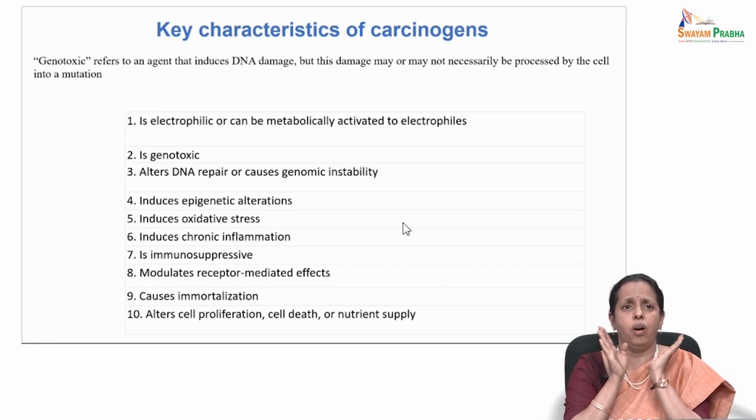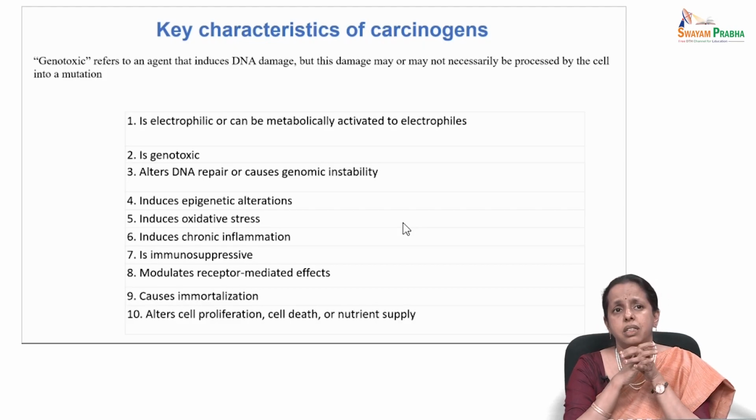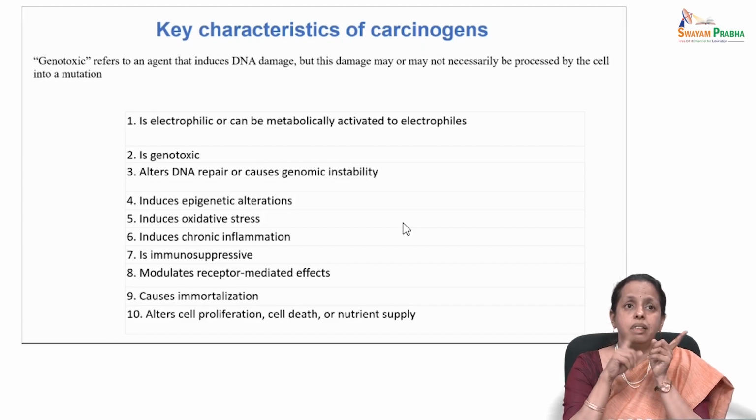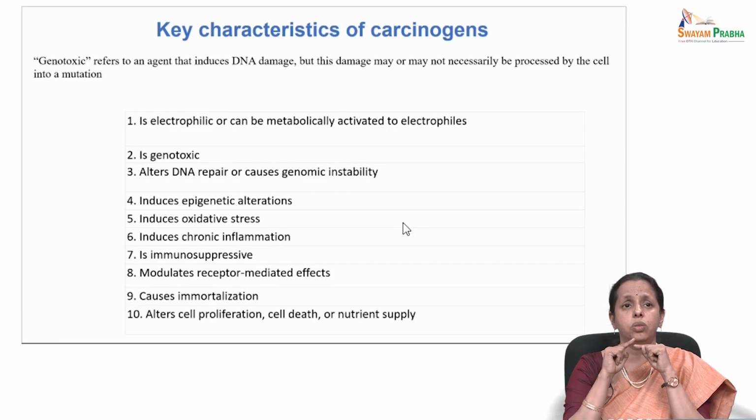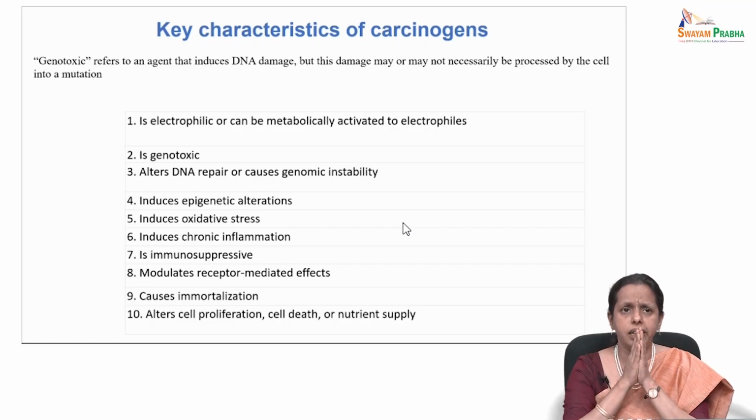We will refer to all these terms, and we will get used to them over this whole course. Genotoxic refers to an agent that induces DNA damage, but this damage may or may not necessarily be processed by the cell into a mutation. I'll slowly explain how this whole thing leads through.